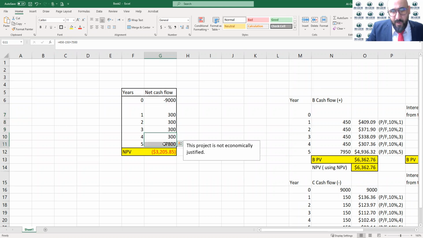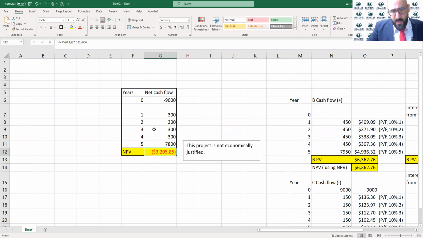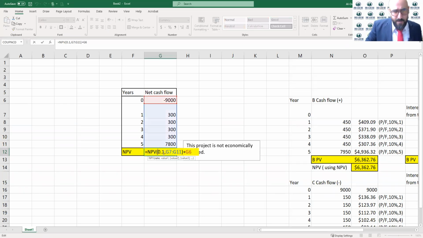However, for year 5, we have a salvage value. We're going to sell the machine for 7,500. So it's a positive 7,500. We add it to year 5. And now we have a clean cash flow. And what we do is we use the NPV function. Type equal NPV, 10%, that's the rate. And then we select the values from the cells G7 all the way to G11, and add to that G6, which is the initial cost.